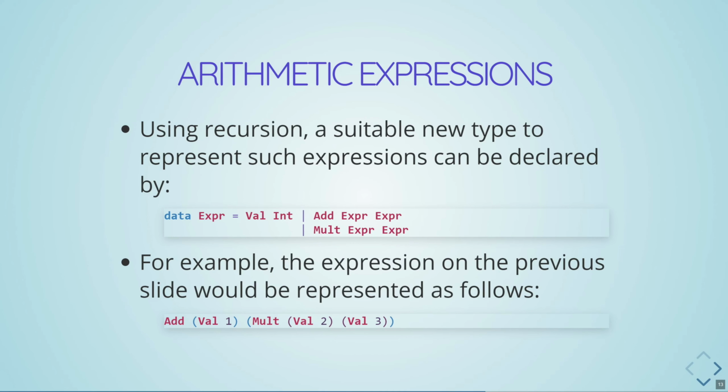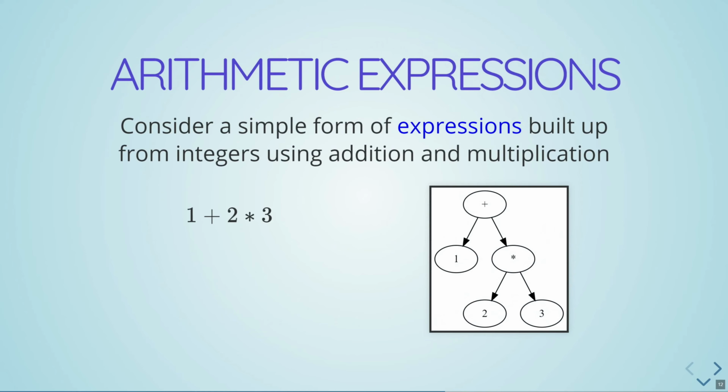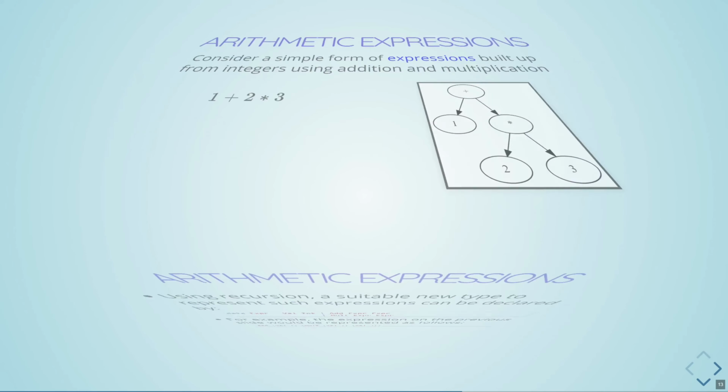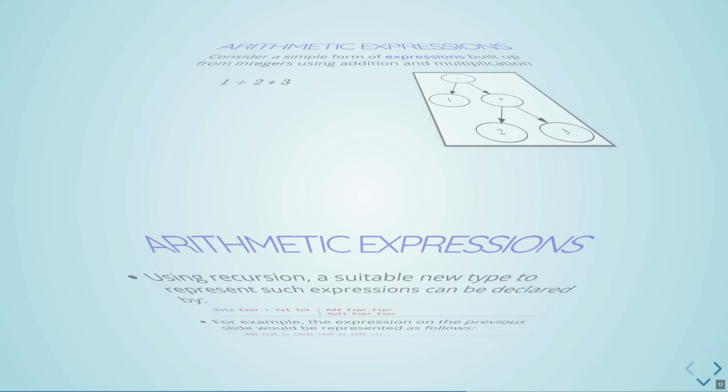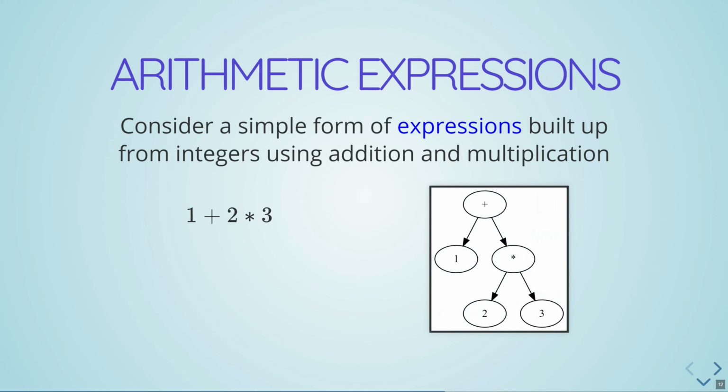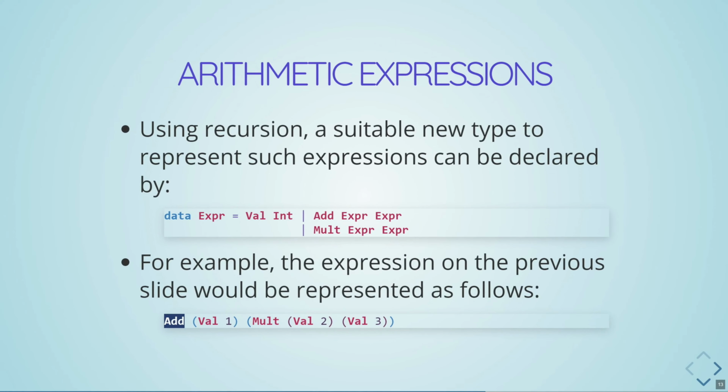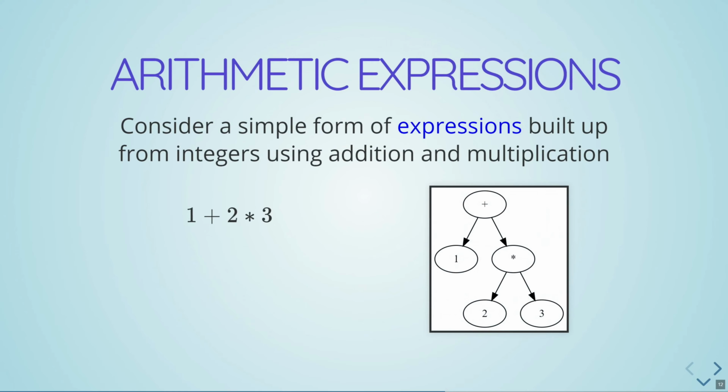So for example, we can use this data type to encode this previous expression, 1 plus 2 times 3, with the following value. We'll start at the top of this tree. The first operation is plus, and the left of that plus is 1. So we're going to have add, and the first expression that add takes is just going to be val 1. And the second expression that add takes is going to be this multiplication here.